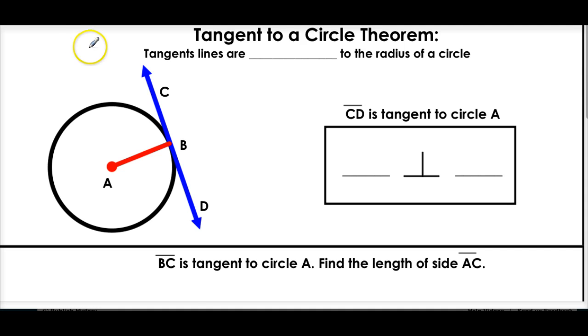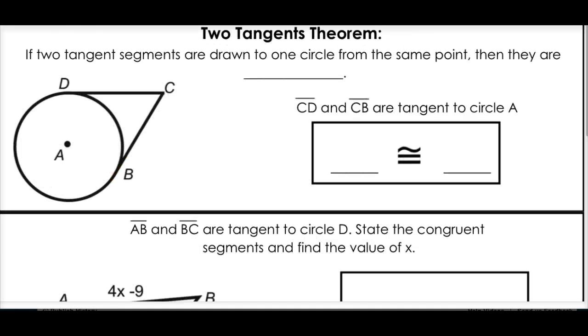Next theorem. The two tangent theorem. Okay, this is the two tangent theorem. If two tangent segments are drawn to a circle from the same point, so in this case we have C, and we have two tangents drawn from this point. We have CD, right? And we have CB. Those are our two tangents. Then we know that the two tangent lines are congruent. All right? So I would know that CD is congruent to CB.